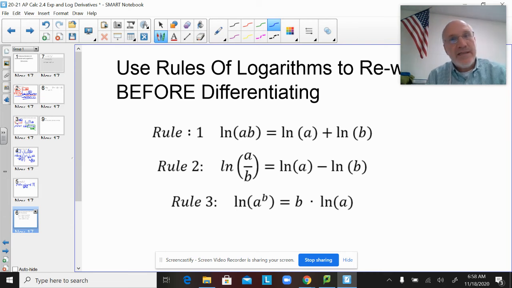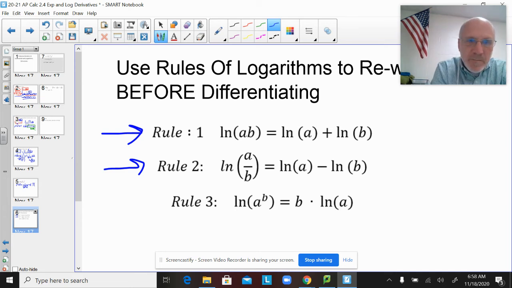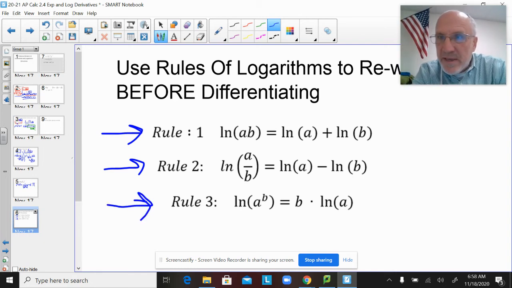Here they are. They should at least look familiar. Rule 1 says the natural log of a product is the sum of the logs. Log of AB equals log of A plus log of B. Rule 2 says the log of a quotient equals the difference of the logs. That the log of A over B equals log of A minus log of B. And the third rule says if I have an exponent, the log of A to the B, I can move the exponent in front of the log, B times the log of A. And it works with any base, natural log, log base 10, 3, whatever. So there's 3 rules of logs.